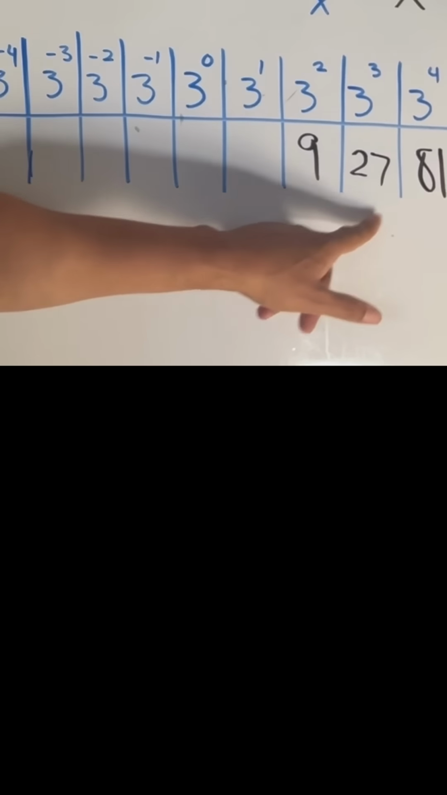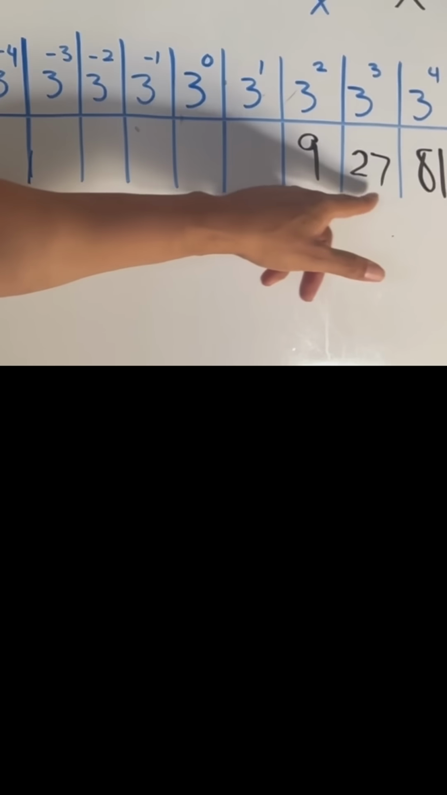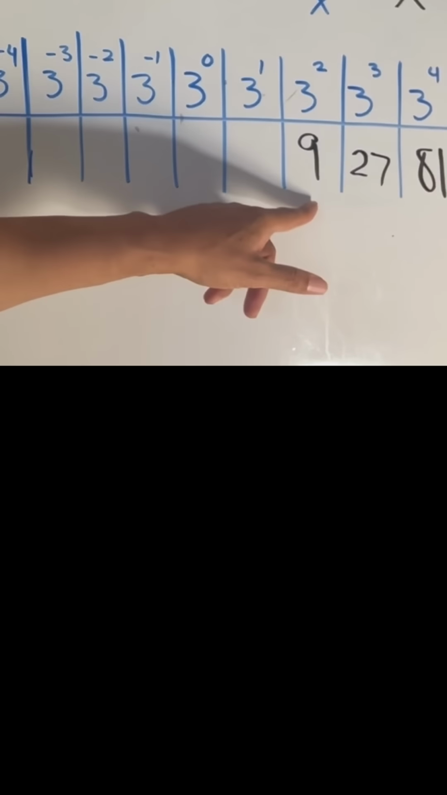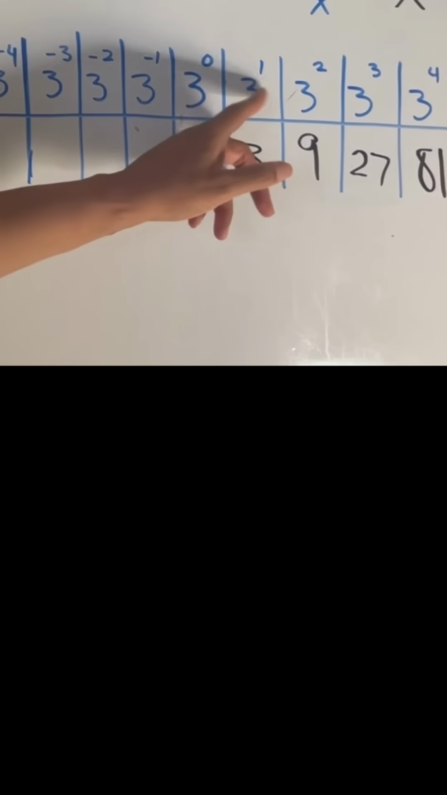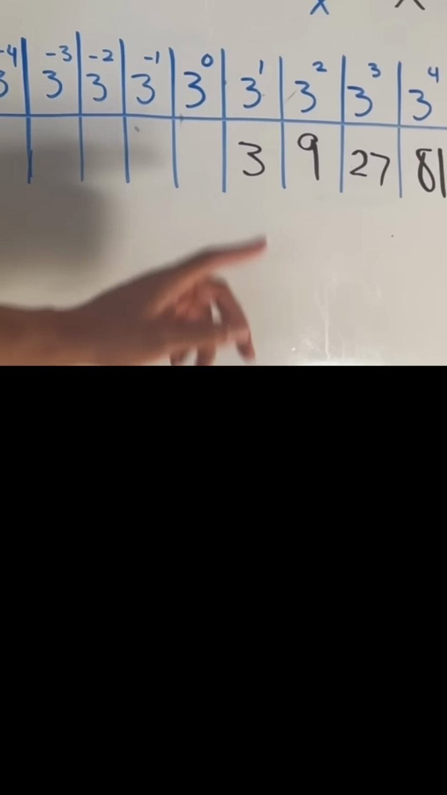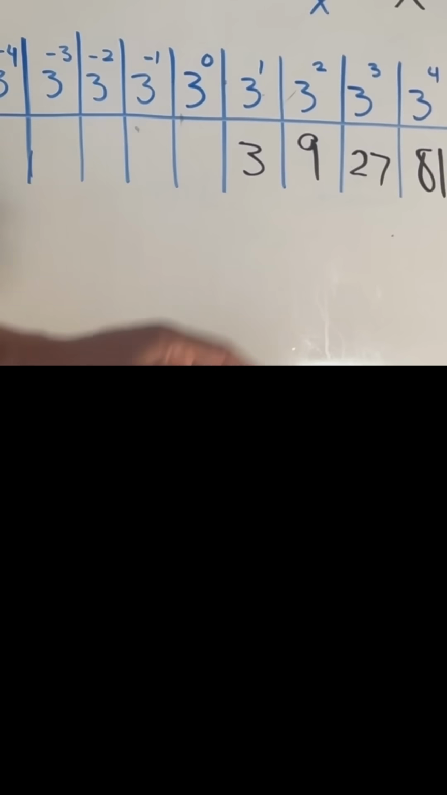But if I go this way, notice I'm dividing by 3. So here I divide by 3, here divide by 3. It would only make sense. 9 divided by 3 then is 3. So any number to the first power is that number itself. What happens when I take 3 and divide it by 3?